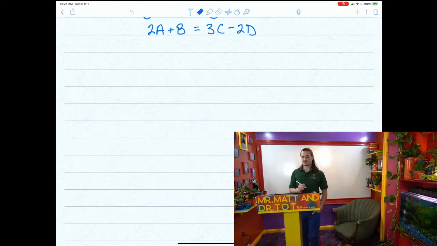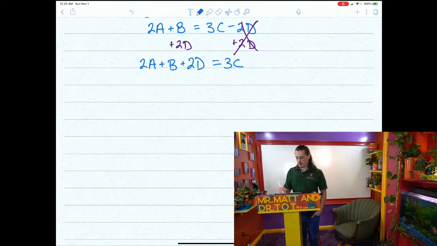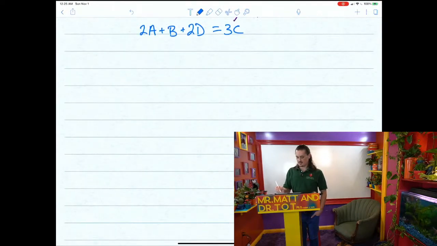So 2a plus b plus 2d is equal to 3c. And so dividing by 3 on both sides, we're going to find c is equal to 2a plus b plus 2d, quantity divided by 3. But just recognize that that's the same exact thing as 2/3 a plus 1/3 b plus 2/3 d.